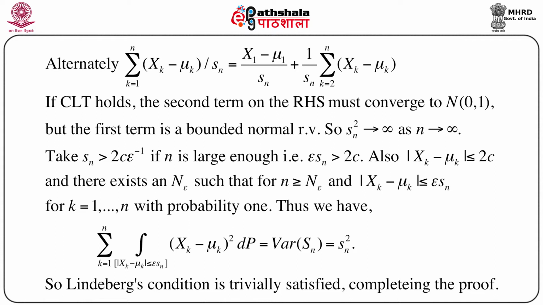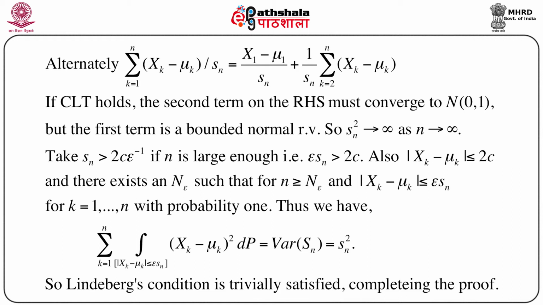Now alternatively, if we take the quantity summation k equals 1 to n of (Xk minus mu k) by Sn, it equals (X1 minus mu 1) by Sn plus 1 by Sn into summation k equals 2 to n of (Xk minus mu k). If we assume that CLT holds, then the second term on the right hand side must converge to a standard normal variable, that is normal 0 1, but the first term is a bounded random variable. So it is clear that Sn square must go to infinity as n goes to infinity.